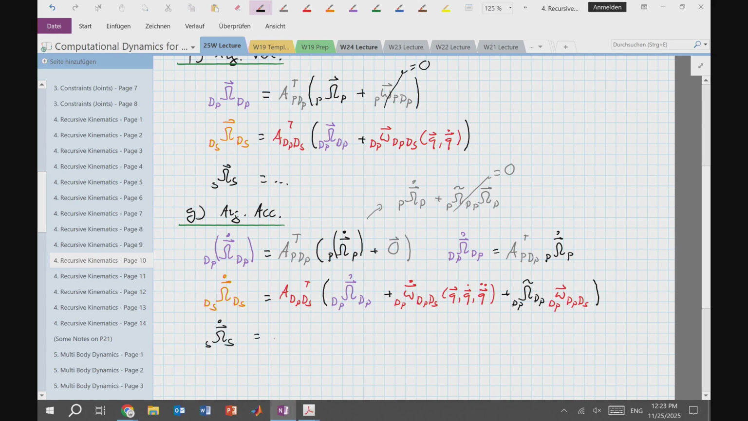I will not write down the last step, because you can imagine it's the same as what we saw up here. The DS system and S system are sitting on the same rigid body, so they will have the same angular acceleration.